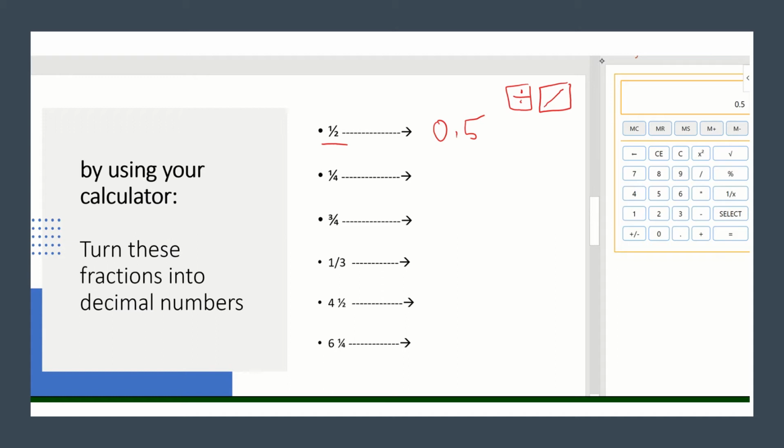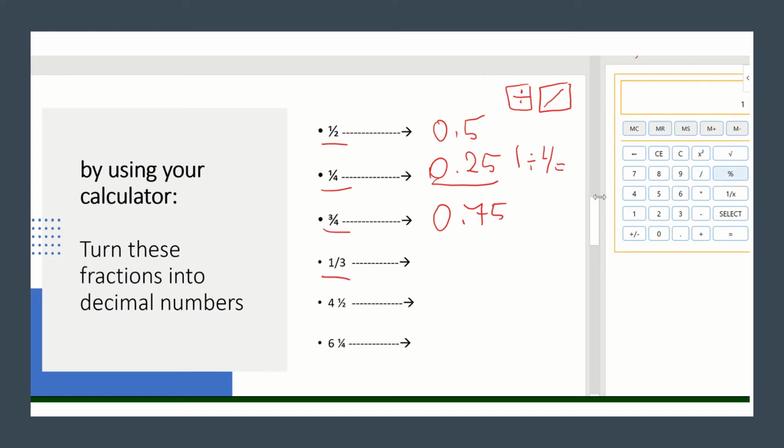Then let's do it again with this fraction, quarter. Again, I will do 1/4 equals 0.25. We are literally entering 1 divided by 4 equals, and we get this number. Again, for the 3/4, we will get 0.75, and it will be much easier for you if you memorize them. You will solve the problem even quicker.